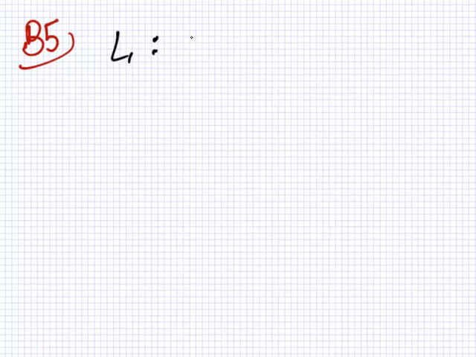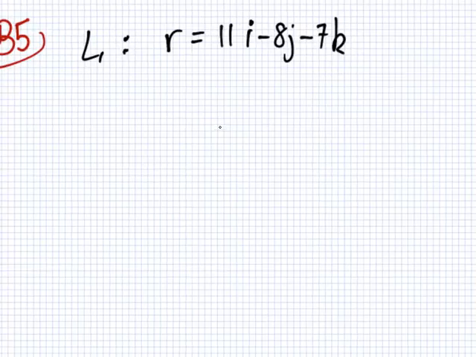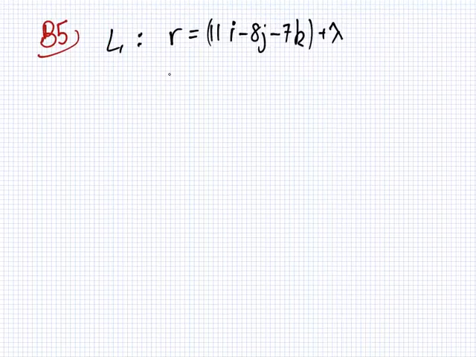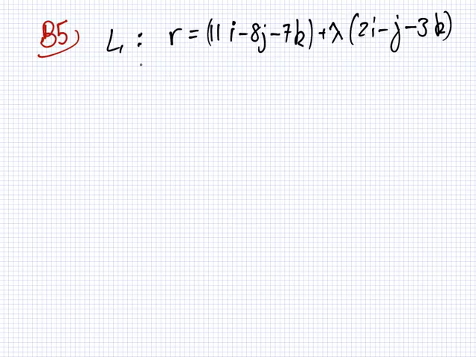L1 has equation r equals 11i minus 8j minus 7k, plus lambda times 2i minus j minus 3k, where lambda is a scalar.